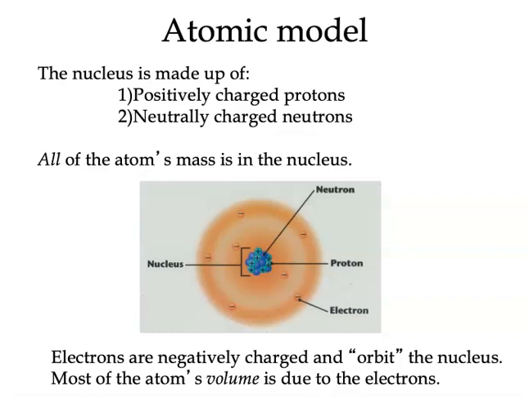So I'll stop blabbering in just a second here, but just keep in mind that we've got a nucleus made up of two different subatomic particles. The nucleus is overall positively charged. Electrons, quote unquote, orbit the nucleus and are negatively charged. And we've got this really odd thing where all of the mass is in the nucleus, all the volume is due to the electrons, and it's just a really odd model.